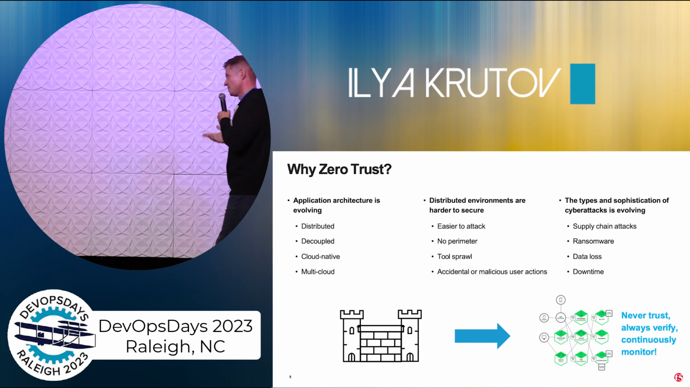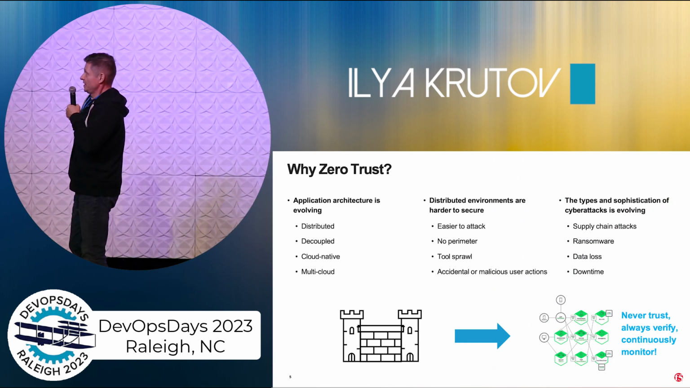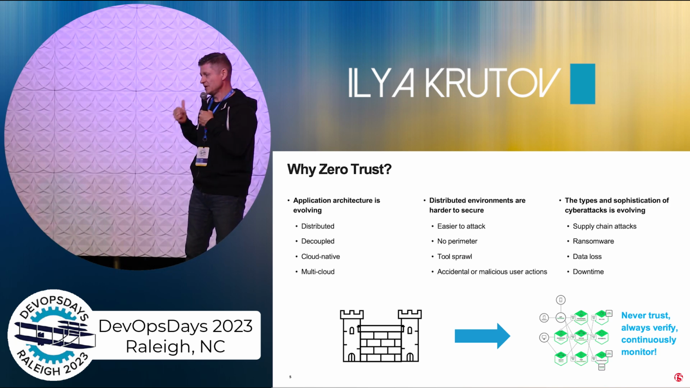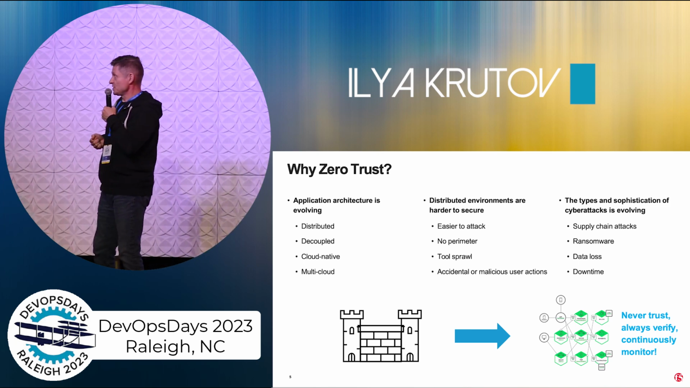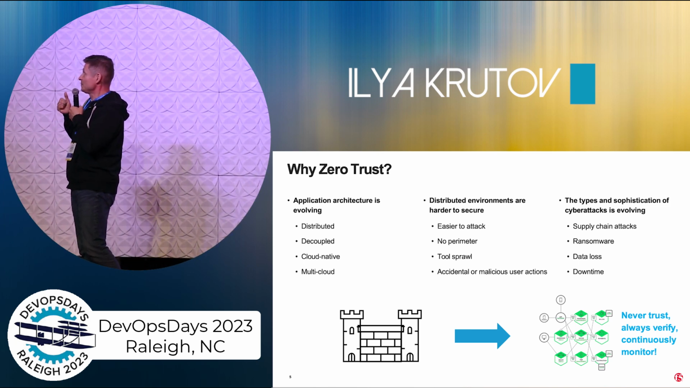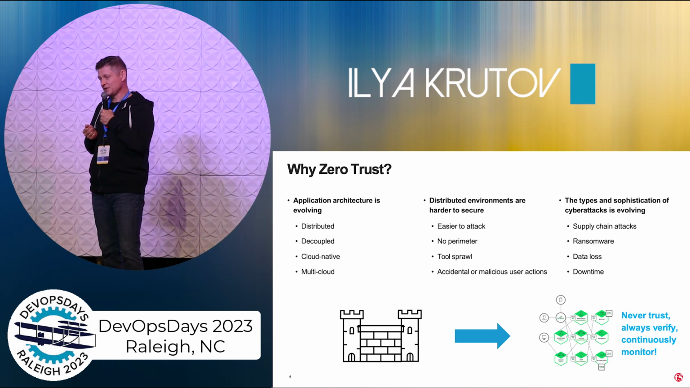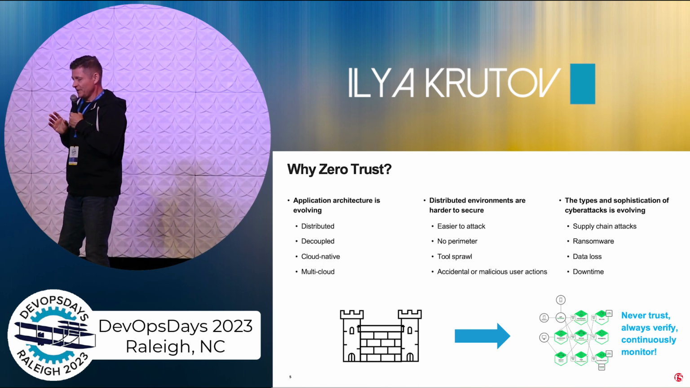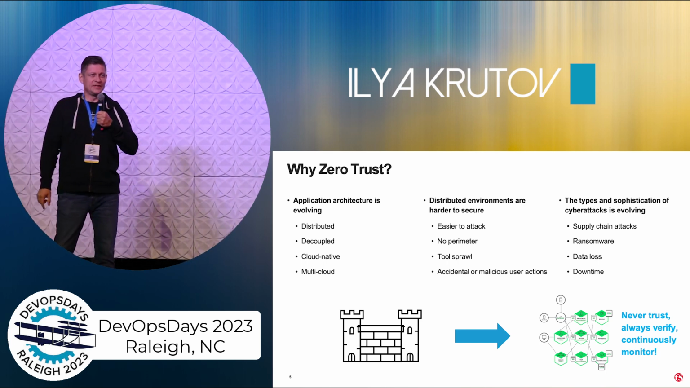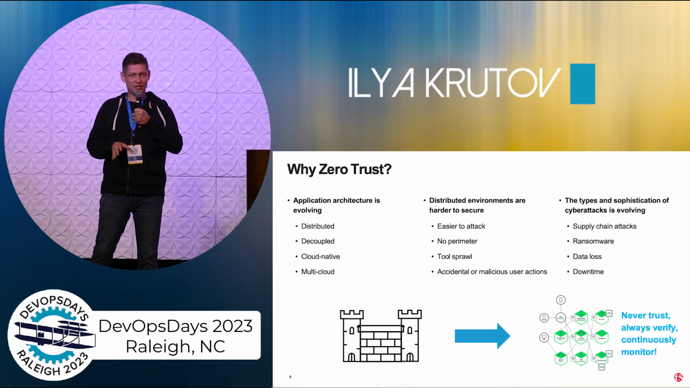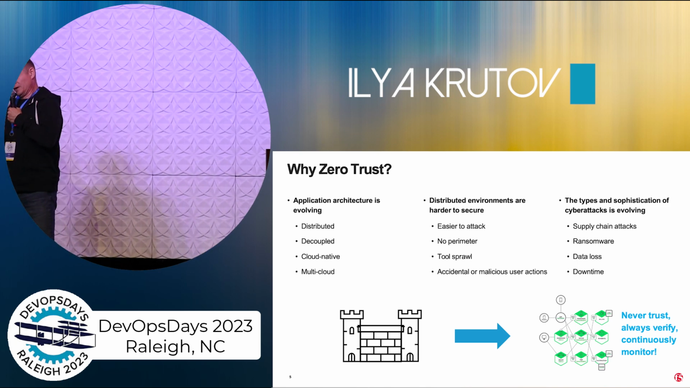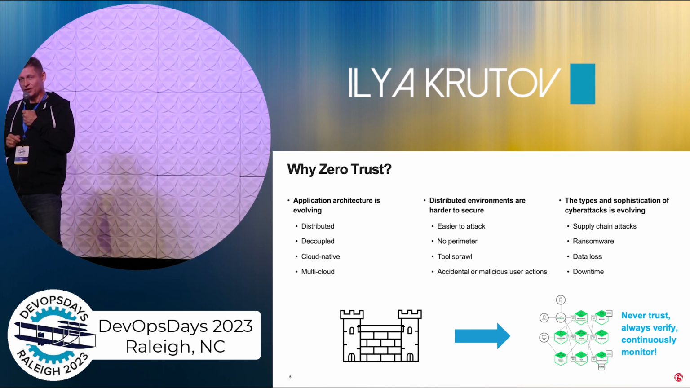The answer would be zero trust. Because application architecture is evolving, distributed environments are very hard to secure, and the number and sophistication of cyber attacks is growing, there are multiple ways, and some of them were already mentioned here. Again, as I mentioned before, we cannot live in the castle anymore. So we have to deal with these distributed and loosely coupled environments. And what would be the answer to that? The answer would be zero trust.